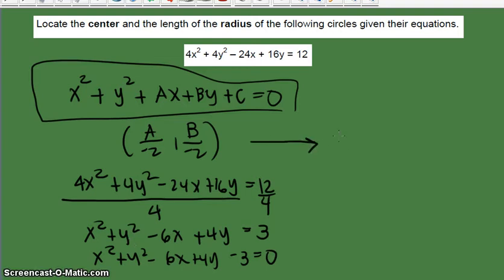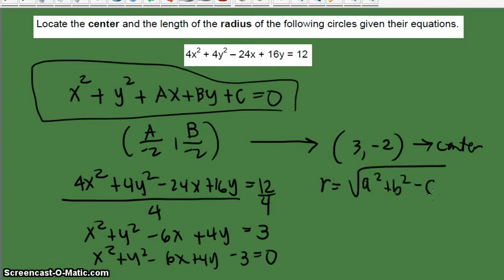And that is simply, negative 6 divided by negative 2 is 3. 4 divided by negative 2 is negative 2. So this is the center of the circle. To find the radius, we have the formula a squared plus b squared minus c.